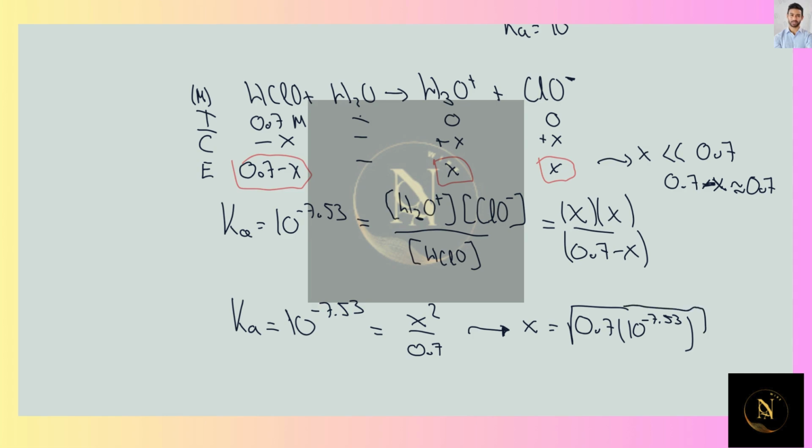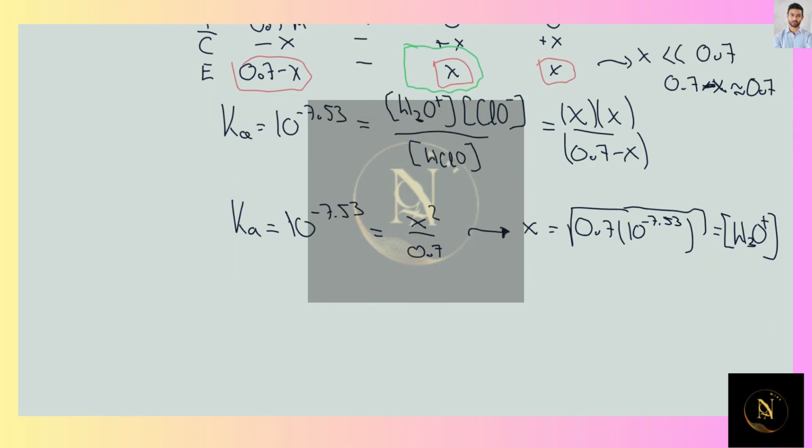And this value of x is going to be equal to the concentration of H3O+ that we're going to have in equilibrium, as we saw from our ICE table. Remember, this is concentration at equilibrium. So, solving this, the value for x is equal to 1.437 times 10 to the minus 4 molar. Indeed, this is much smaller than 0.7. And as we mentioned, this is the concentration of H3O+.